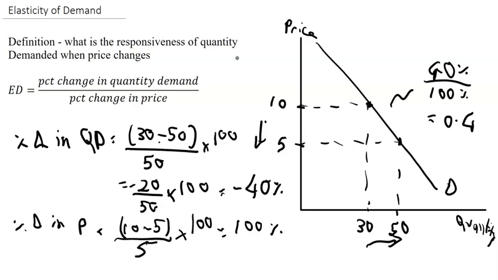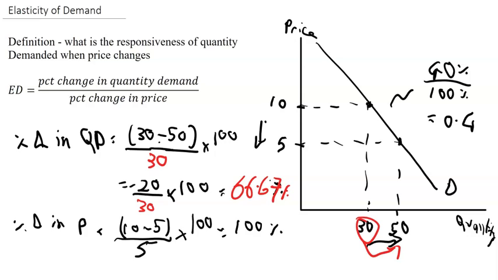So my percentage change in quantity demanded, since we're not using the negative sign, we're dropping it. So the numerator will basically be the same. Instead of negative 20, it will be positive 20. Then the change in quantity, since we're moving from 30 to 50, will be divided by 30 times 100, which becomes 66.6%.